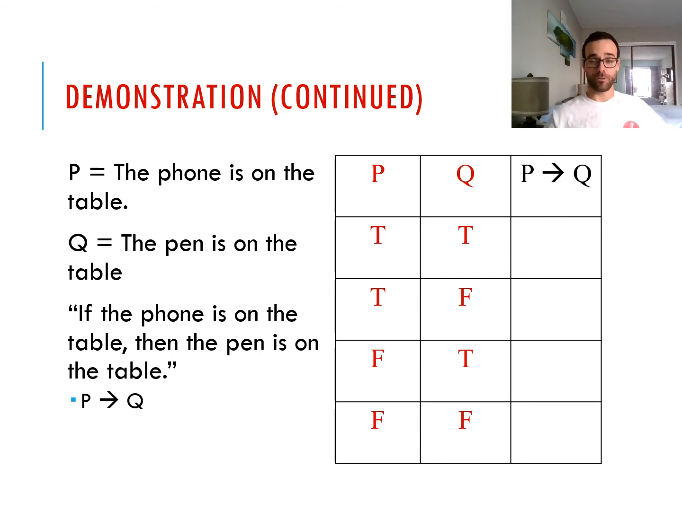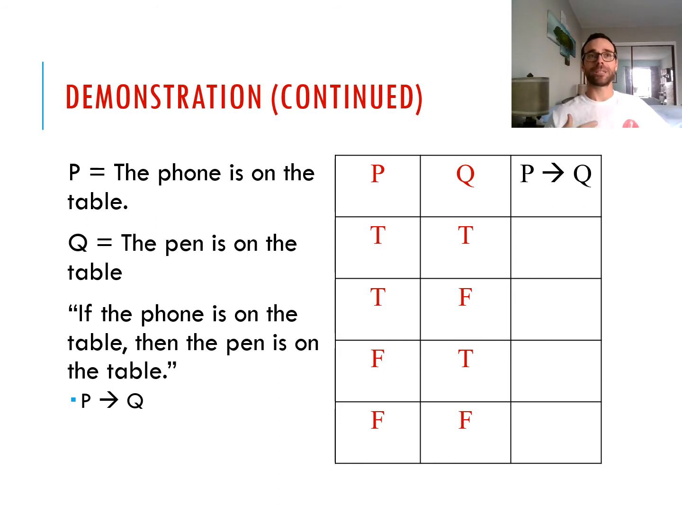It would also be a true statement if P is false and Q is true. Because think, if P is false and I'm providing a hypothetical if-then statement, if the antecedent is false, then we don't necessarily need to get to Q in order for that statement to not be a lie.